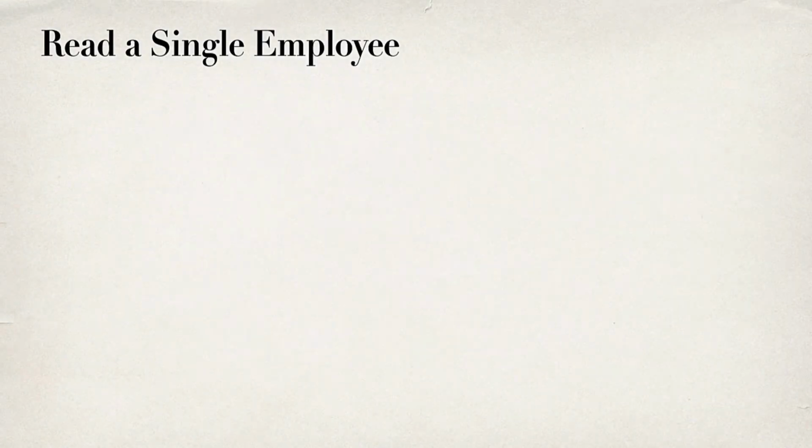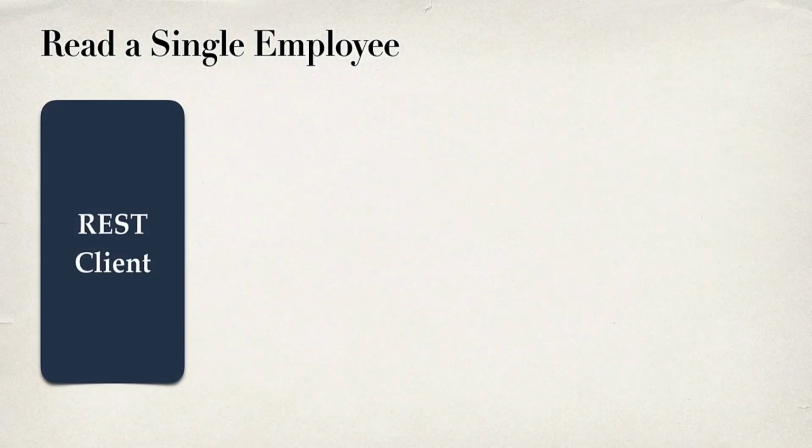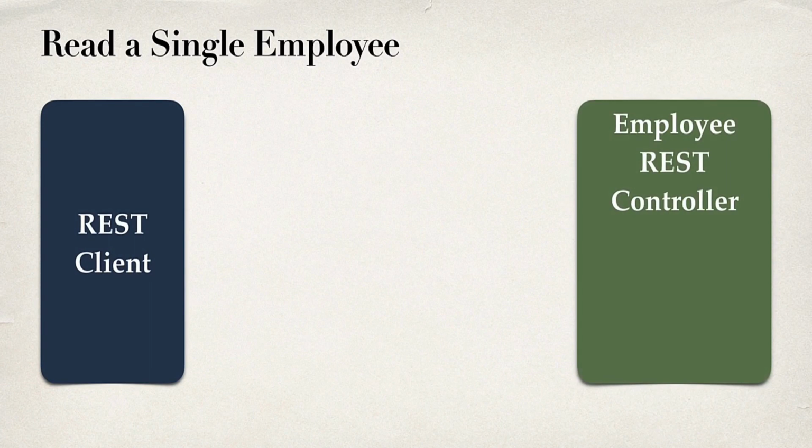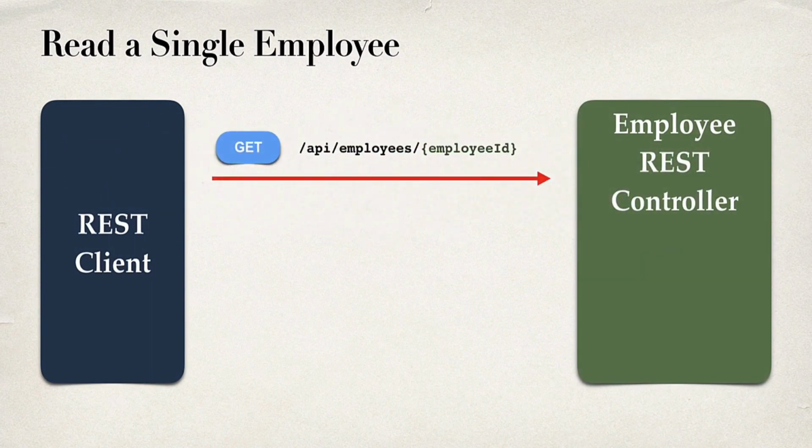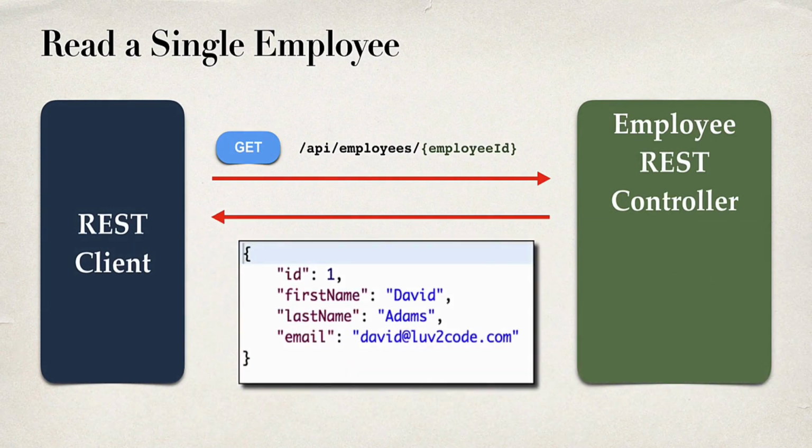Now let's look at the application interaction between our REST client and our REST controller. So with the REST client, we'll do a GET /api/employees/{employeeId}, and it'll return that single employee, in this case, David Adams.